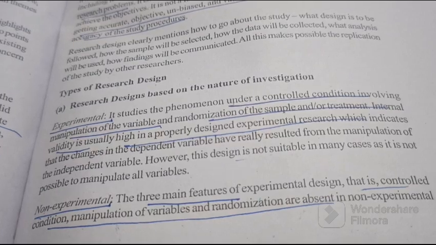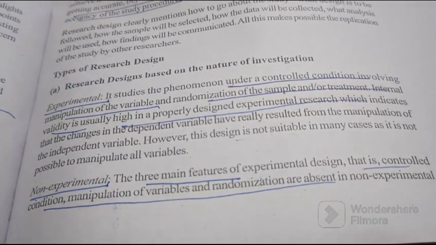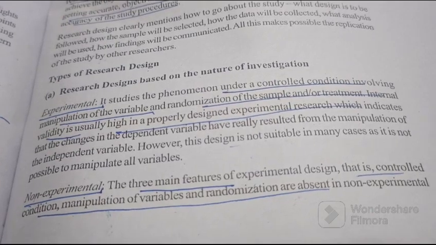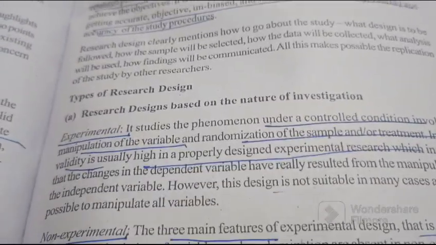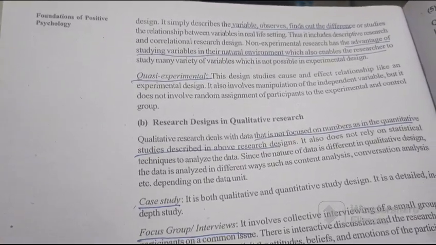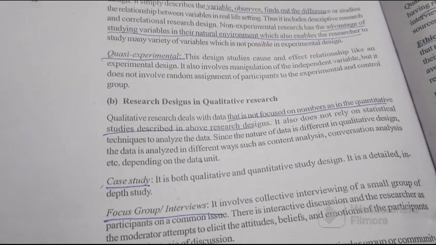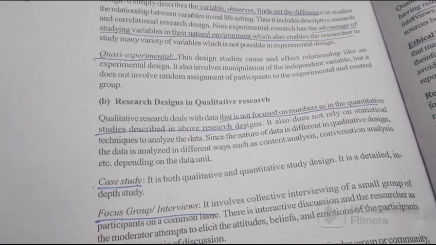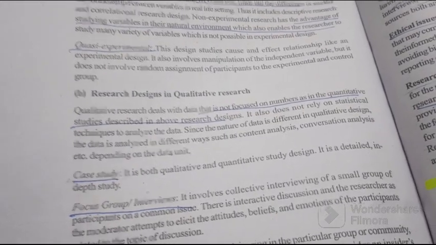Okay, so बहुत valid रहता है ये experimental, क्योंकि हमने conditions को manipulate किया होता है, control किया होता है. अब non-experimental में the 3 main features, controlled condition, manipulation of variables, and randomization, are absent. तो जो ये 3 चीज़ें experimental में हैं वो non-experimental में नहीं हैं. Then non-experimental describes variables, observes, finds out the difference, and it has the advantage of studying variables in a natural environment. तो biased नहीं होता है. Then quasi-experimental: it studies cause and effect relationship like experimental design and involves manipulation of the independent variable, but it does not involve random assignment of participants to experimental and control groups.